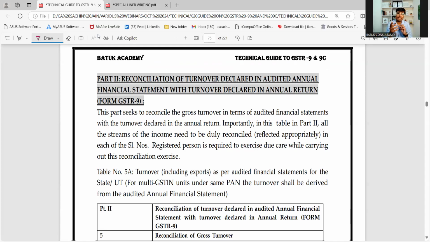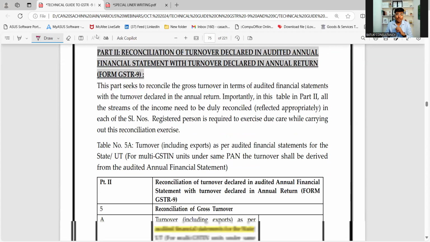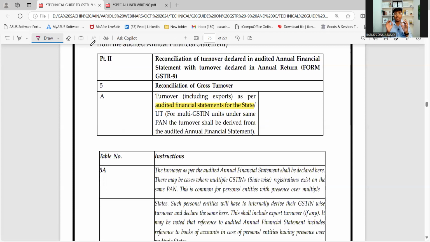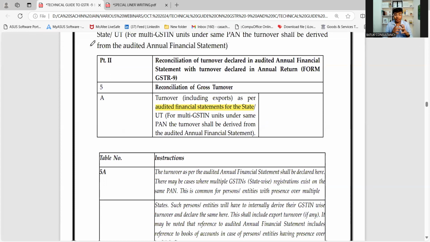Okay, with relevant examples and relevant explanation, so that you can easily find the things and easily file the GSTR-9C return. Okay, let's start our discussion on this Part 2. So the first point in this turnover reconciliation table, you need to mention the turnover as per your audited financial statement of that specific GSTN.